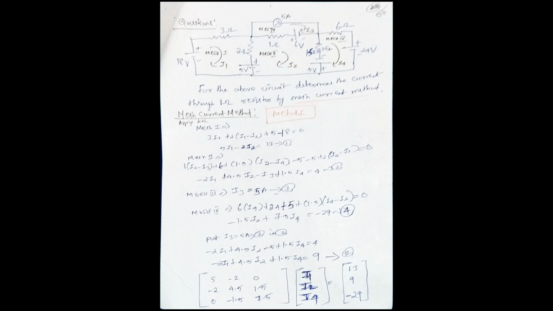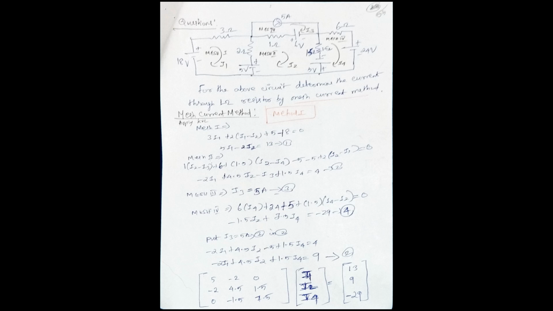The circuit has 18 volt, 24 volt, 5 volt, 5 volt and 6 volt power supplies and a 5 ampere current source. For the above circuit, determine the current through the 1 ohm resistor by the mesh current method. Method 1, mesh current method.